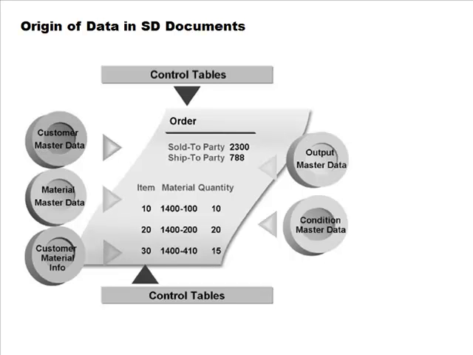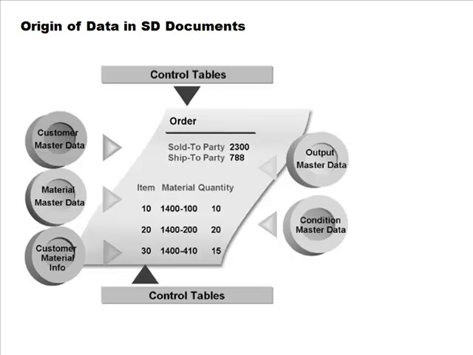Okay, so that is condition master, from where the prices are pulled up, and then output master data, which defines, when you're creating a sales document, how this document will be output. I mean, is it supposed to be printed? Is it supposed to be faxed? Is it supposed to be emailed, etc.? Right? It's more about how the information will be transmitted.